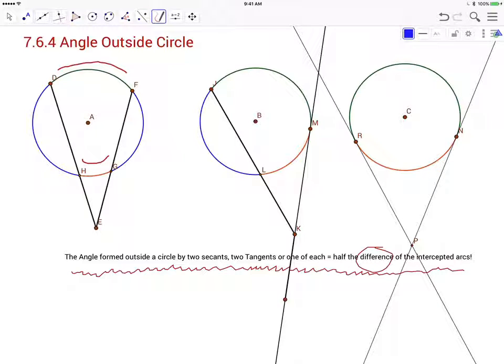let's do blue. If I look at this connection, H to F. Well, what's interesting is that we now know that this is an inscribed angle here, and it is half of DF. It's half of the intercepted arc. This angle is also an exterior angle for this triangle over here, okay? And we also know that this up here is half of HG.